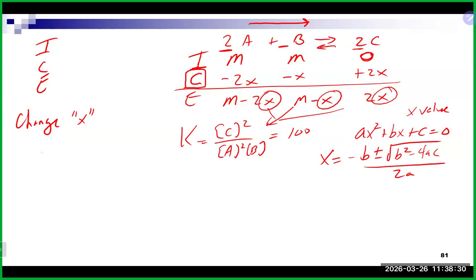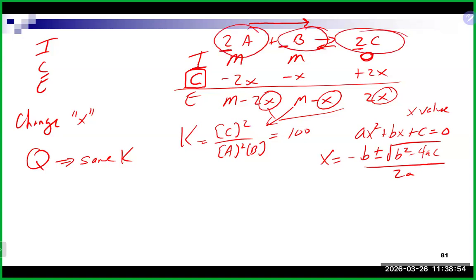Another thing that we also talked about before this was Q, and Q is calculated the same as you do K. The idea of Q is what's known as the reaction quotient. It helps us answer two types of questions. It helps us answer whether or not we are at equilibrium. And you can only calculate Q if you have basically everybody's information in the equation.